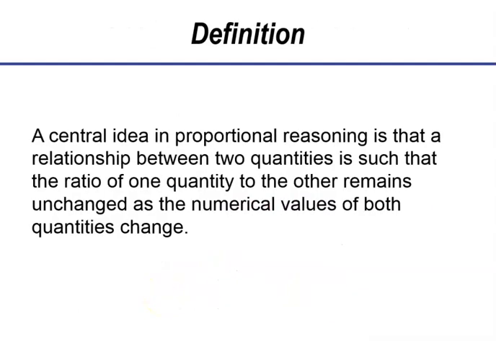Now, a central idea in proportional reasoning is a relationship between two quantities such that the ratio of one quantity to the other remains unchanged as the numerical values of both quantities change. In other words, that constant of proportionality stays fixed, so it doesn't vary in one situation or another. Carly's always twice as fast as Buford. Basically the example I gave before. So there's a constant between the two.